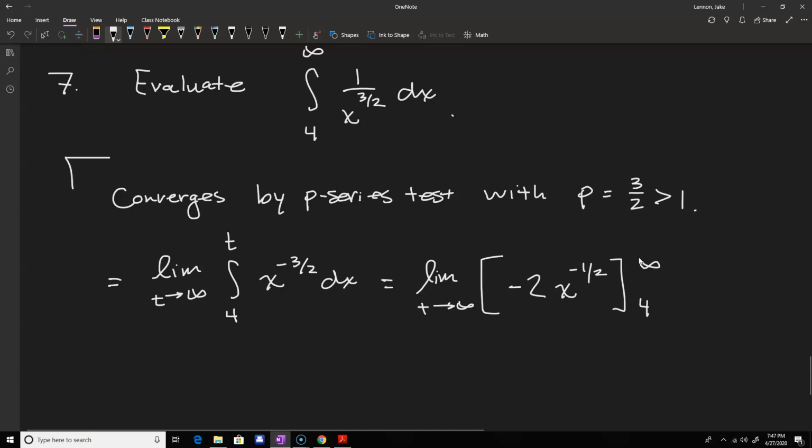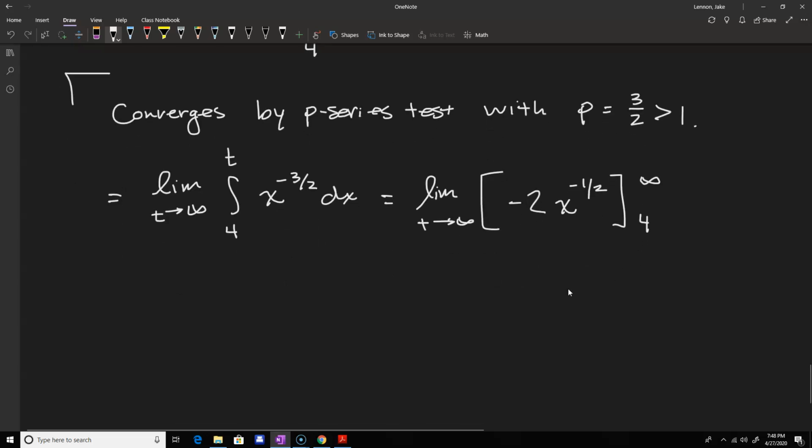If you add 1 to negative 3 over 2, you get the power of negative 1/2, and then 1 divided by negative 1/2 is actually just negative 2. So now we can basically plug both of these things in. Maybe I'll write one additional step because it might be easier to see if we think about this as negative 2 divided by the square root of x. I meant the top limit. I wrote infinity, but we should be writing t because we're taking the limit.